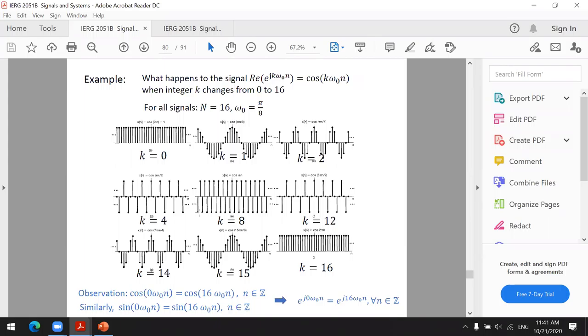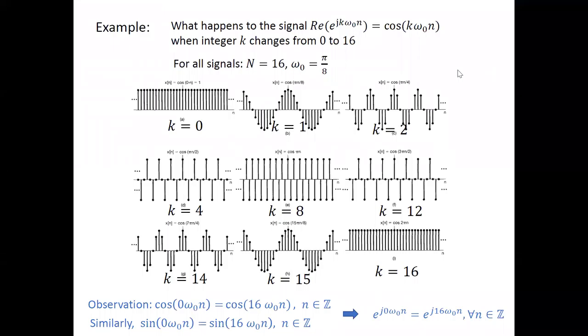Actually, this figure you've seen in chapter 1. We just change the integer k from 0 to 16 and see what this cosine signal looks like, how it changes. First, for k equals 0, we have cosine 0 omega 0 n, which is constantly 1 for all n. By the way, all these signals are displayed over the time axis n. If you look at the horizontal axis indicating time, it's integer n. And k is a parameter that controls how the signal looks. For k equals 0, it's a constant signal over n.